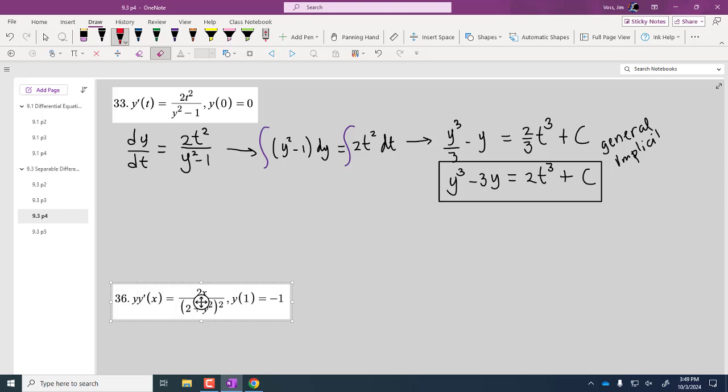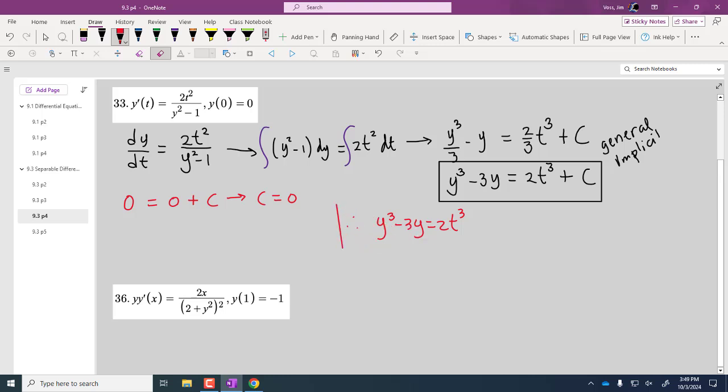So this says y is equal to 0 when t is 0. So we're going to have 0 on the left equals 0 plus c. So c is 0. So therefore, this is going to be our particular solution. That's our particular solution in implicit form.